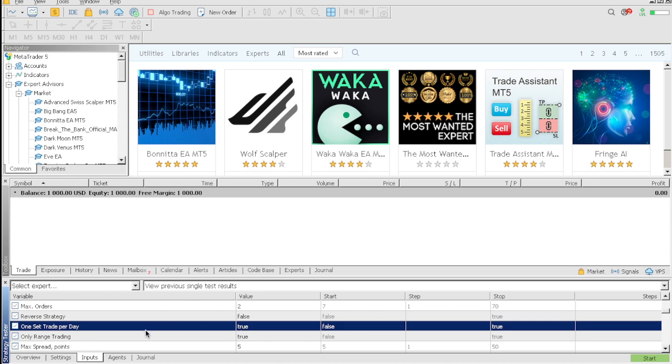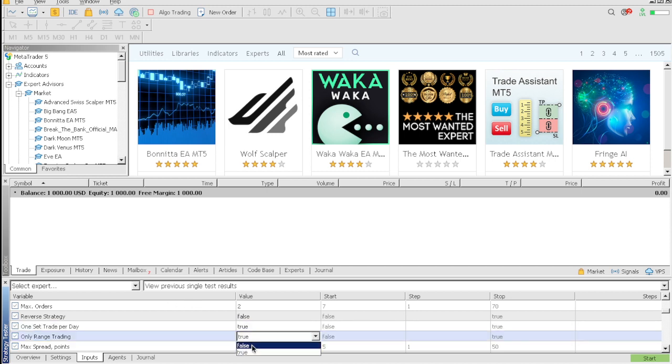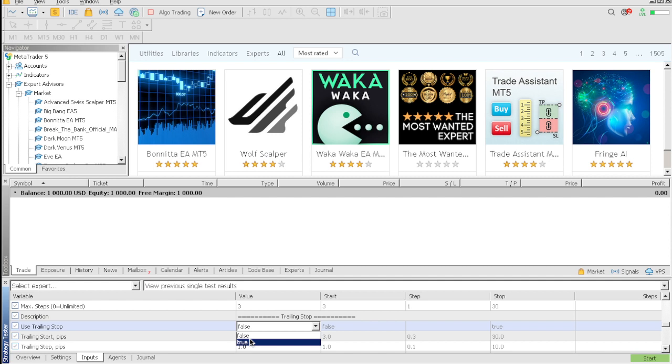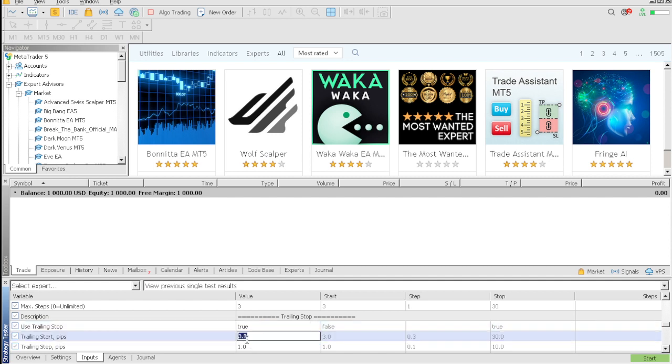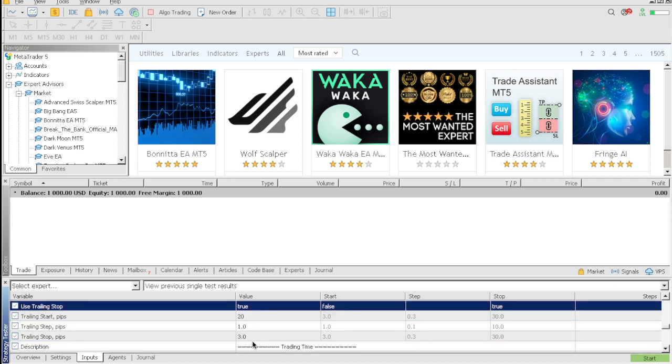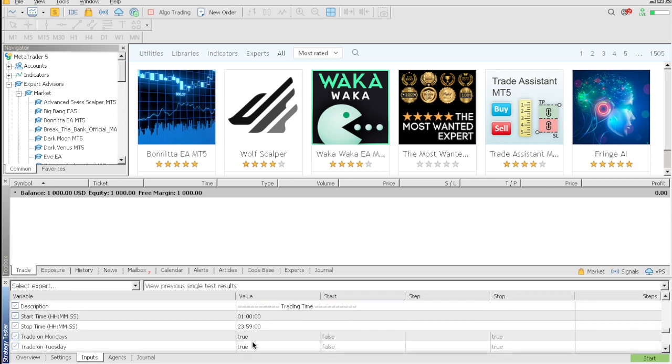We only wanted to trade, you know what, I'm going to turn this off. First I'm going to turn this on. I'm going to leave only trade range for true. And the max spread 5, slippage, magic number, and so on. Trailing stop, I'm going to put that to true, and I want the trailing stop to start at 20 pips. Let's go up, up, up.